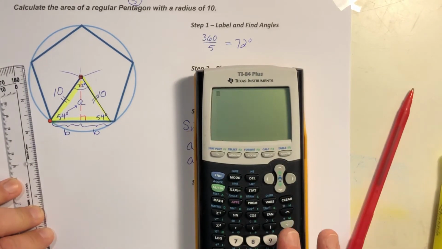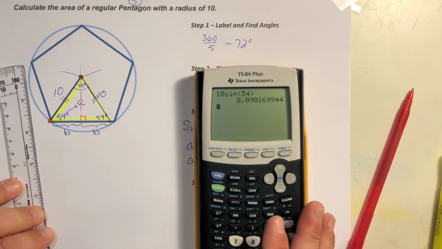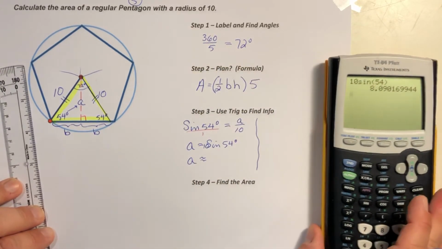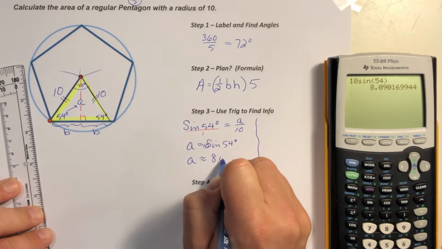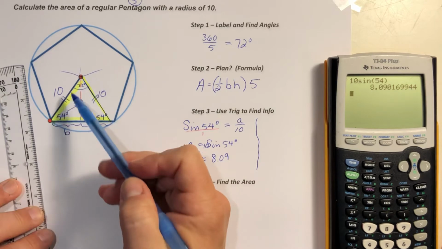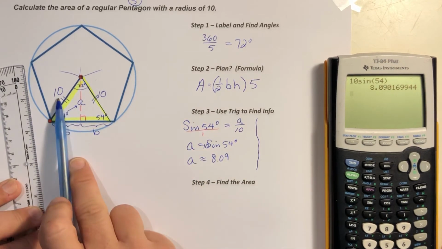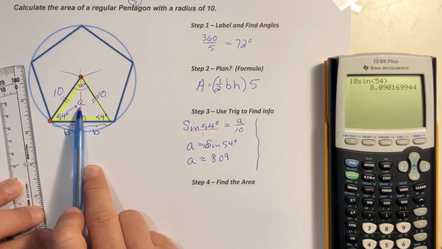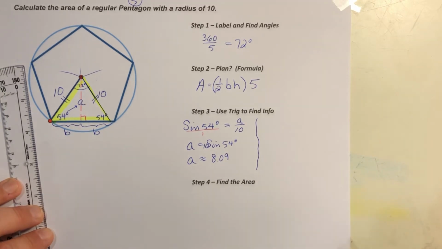So I'm going to clear that out. 10 sine 54 degrees, close it. I get about 8.09. Okay, 8.09. Now let's think about that. Yeah, that makes sense, because if 10 is the hypotenuse, that's got to be the biggest side. So I think that makes sense, about 8.09. All right, so that gets me the height.